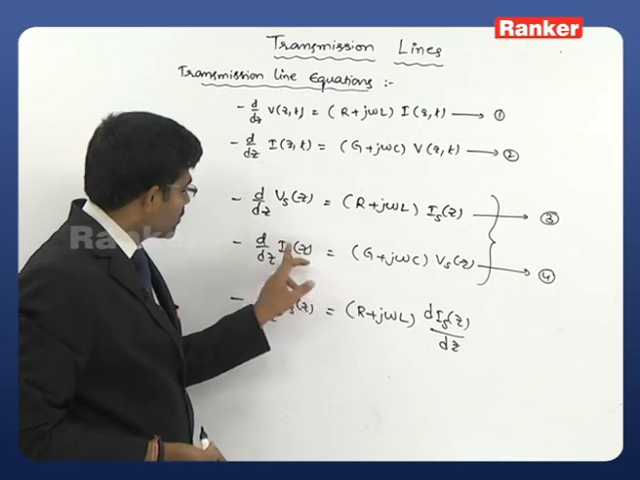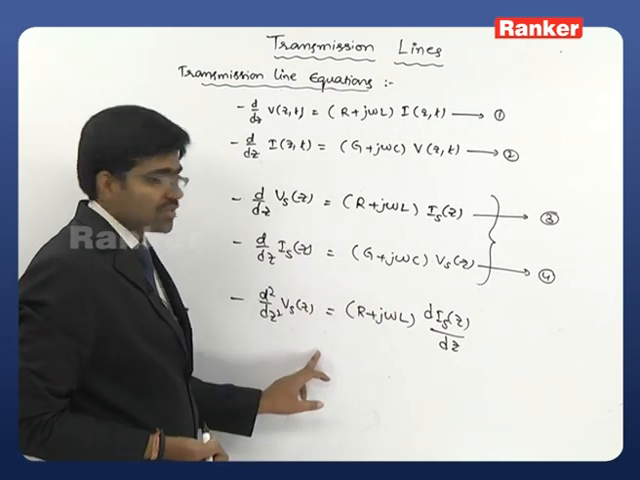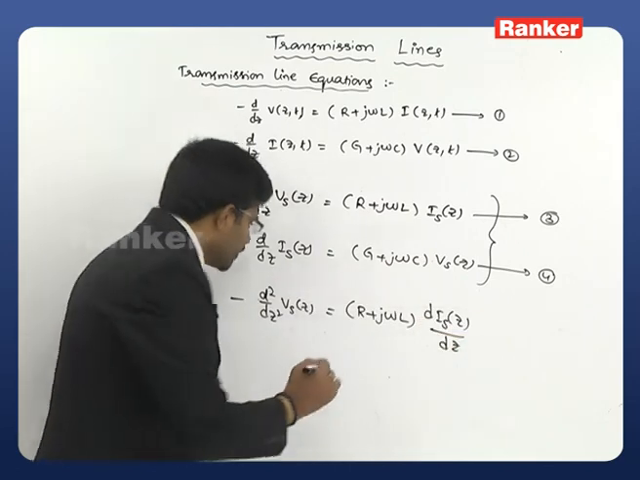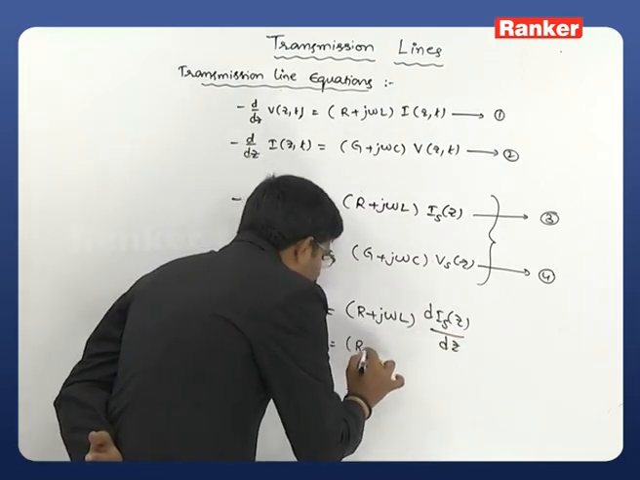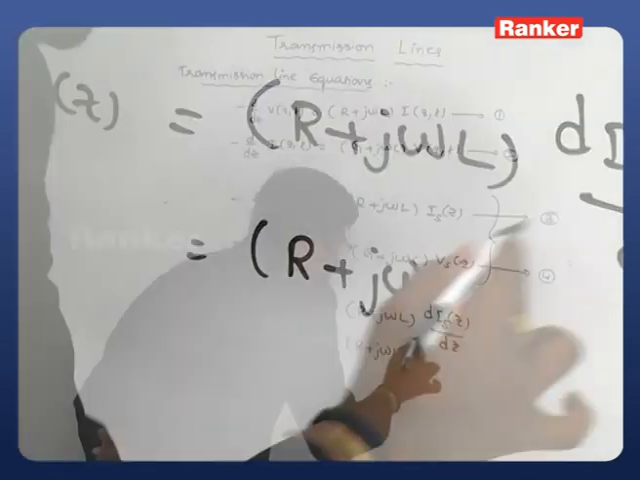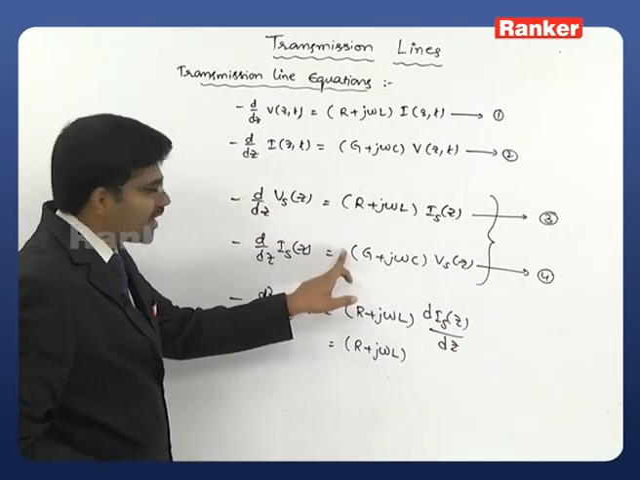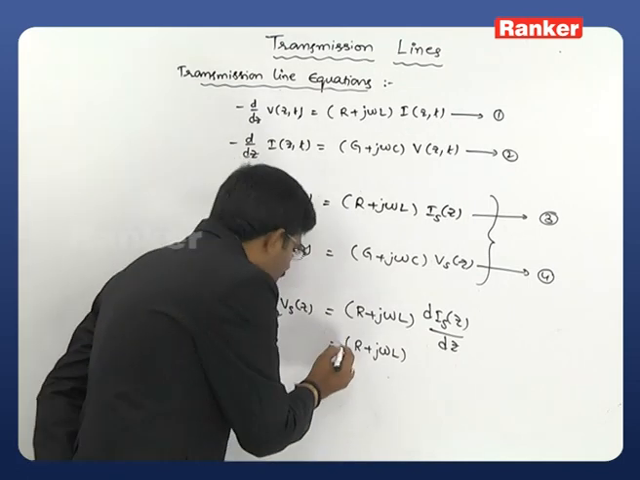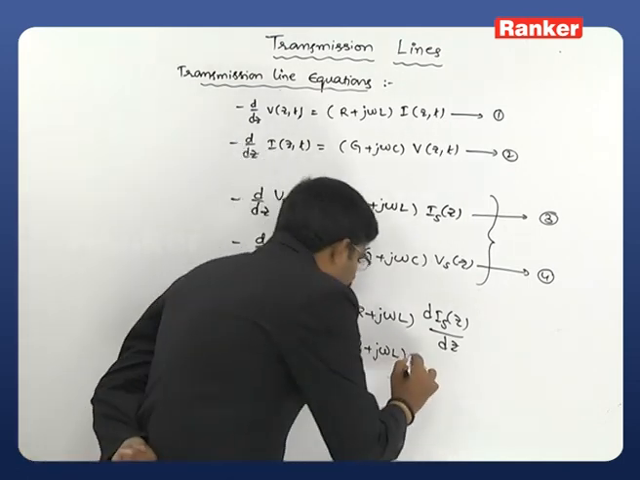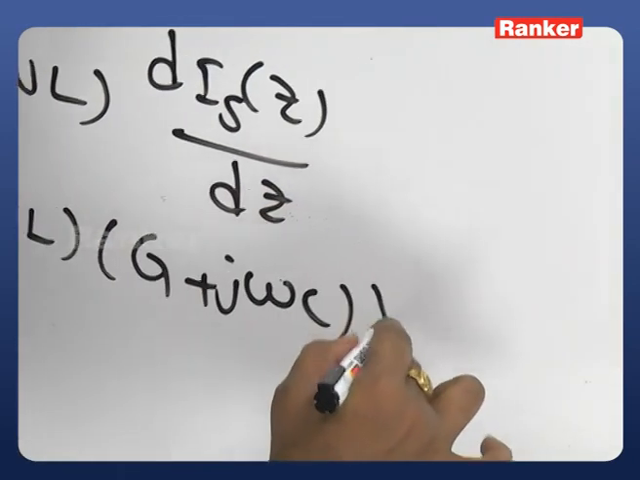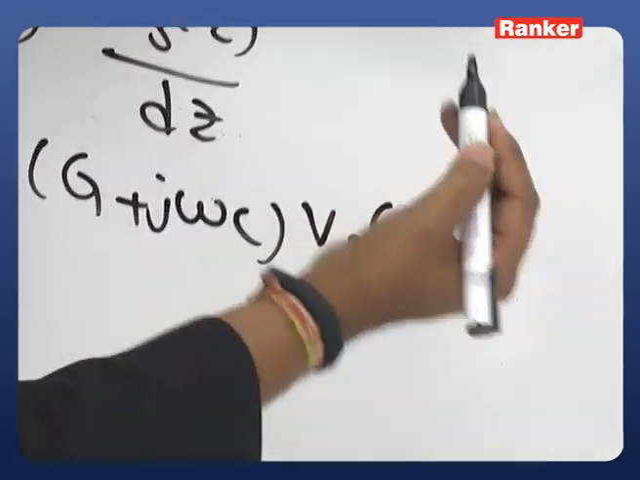Now we have a clear relation between these three equations. Thus, instead of this dIs(z)/dz, we can replace this entire term, which equals (R + jωL) multiplied with, instead of dIs(z)/dz, a negative sign is added in front of this term: −(G + jωC)Vs(z).